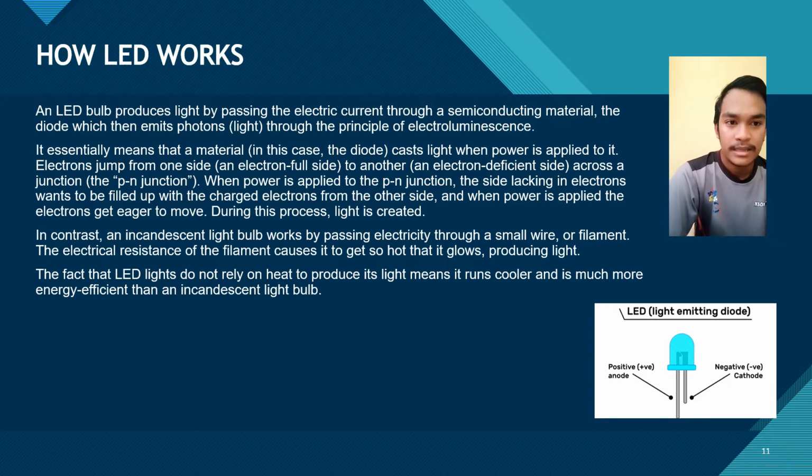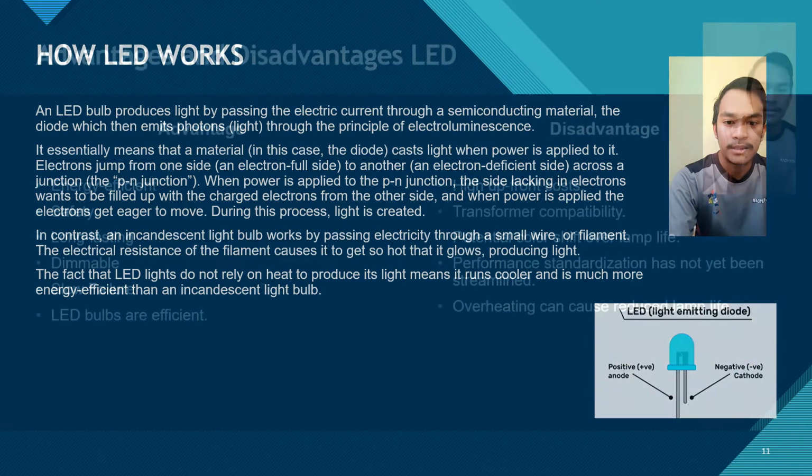In contrast, an incandescent light bulb works by passing electricity through a small wire or filament. The electrical resistance of the filament causes it to get so hot that it glows, producing light. The fact that LEDs do not rely on heat to produce light means it is cooler and much more energy efficient than other light bulbs.